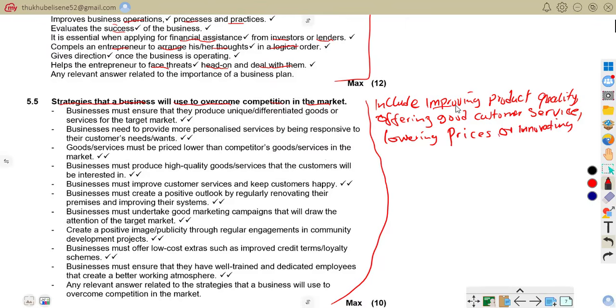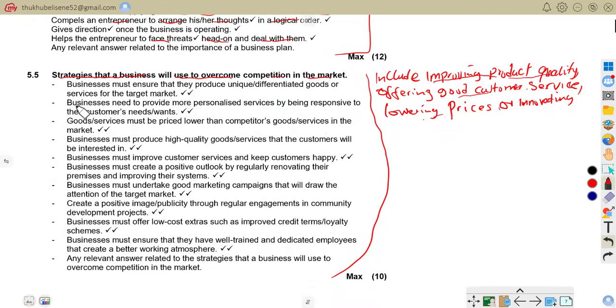That is where you know for sure that your products are of quality, they are improved, so they are going to be different from your competitors. Also offering good customer service. Customers want to go for a business where they are valued. Lowering prices, there are those customers who buy based on price, when the prices are down. Also trying to innovate your products. So now let us go through the given points.